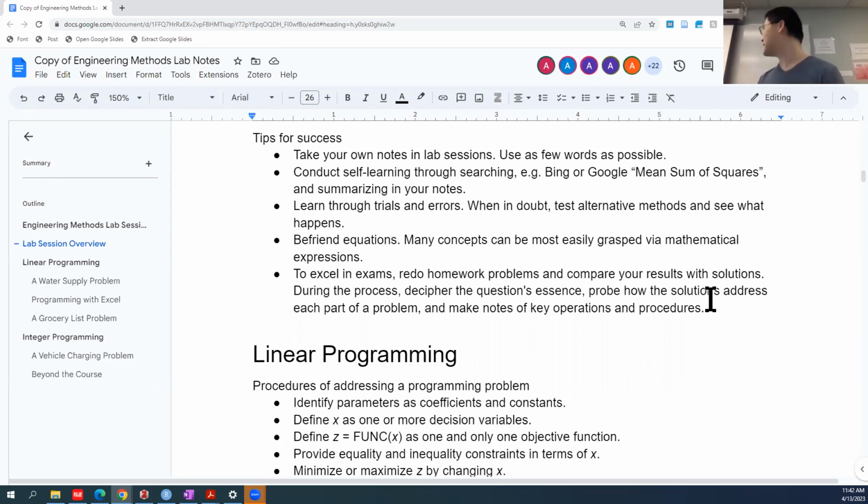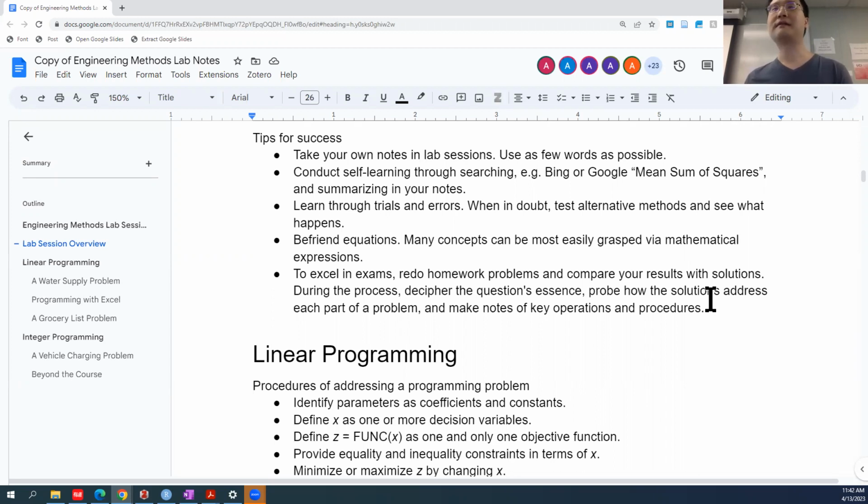And a second tip I would like to bring is that we want to do some self-learning through the process. Although my job is to help you do this part, I still encourage you, whenever in doubt, to use your favorite search engine and look it up for yourself. And also, it's important to learn through trial and error, since in our lab session, there are two major software pieces that we need to learn: Excel Solver and Microsoft Project.